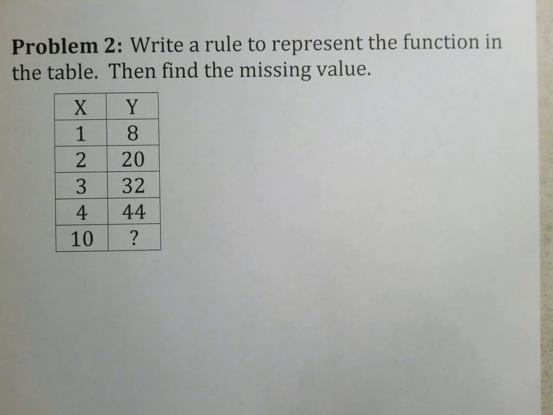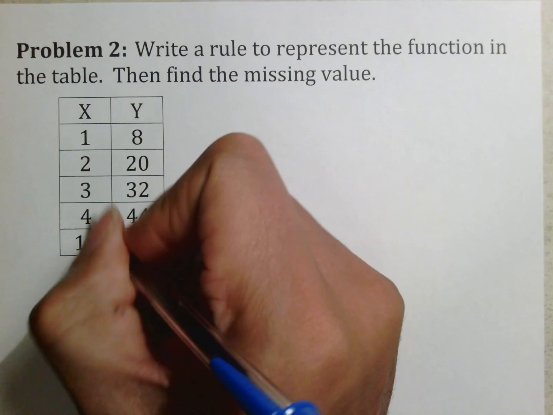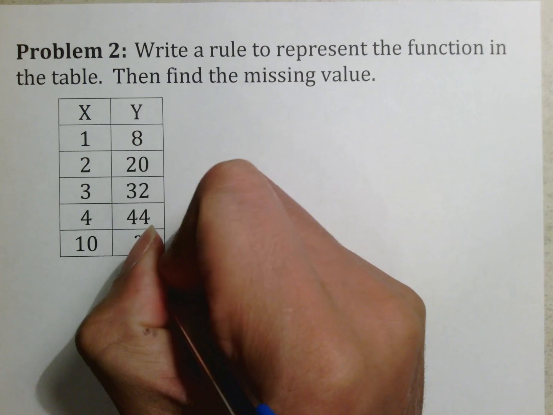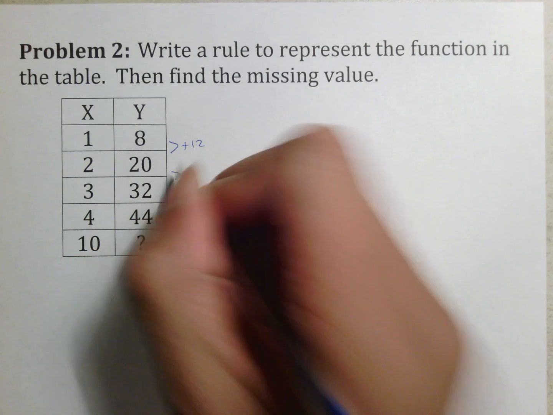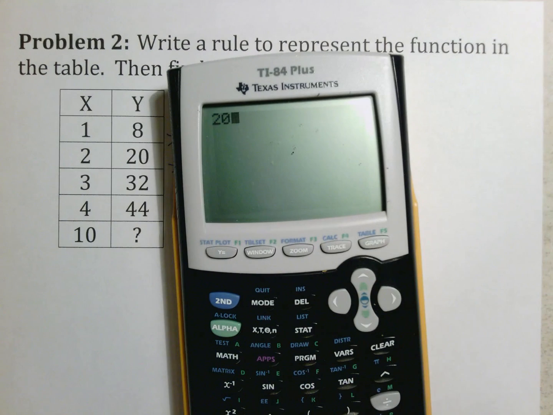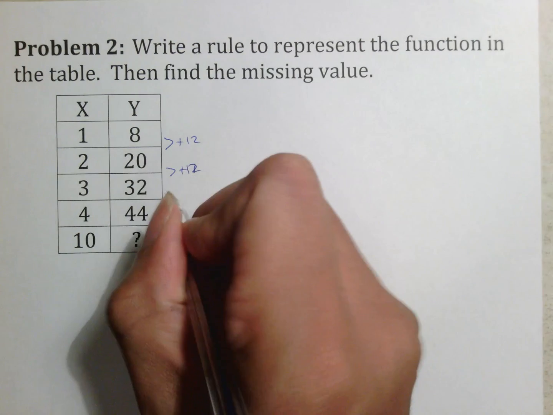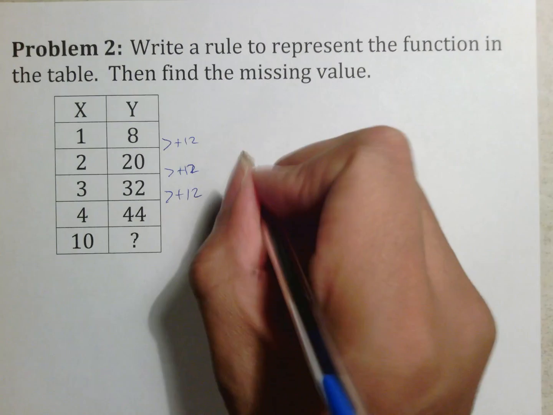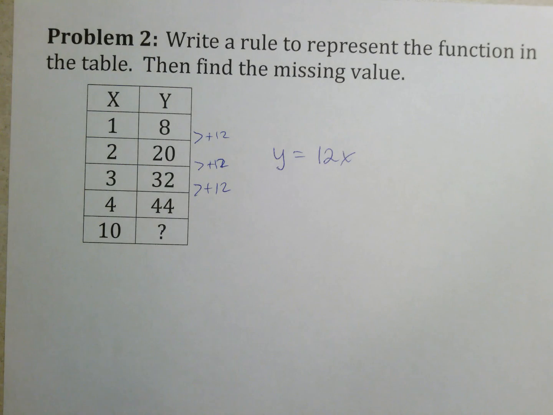Write a rule to represent the function in the table, then find the missing value. So this time we already have the table, so it's 1, 2, 3, 4, and then they want to know about 10, because you notice there's a question mark there. So let's look and see. This is plus 12, and the reason I know is because I take the second number minus the first number, which again is 12. So plus 12 and plus 12. What that tells me is that my base formula is y equals 12x.